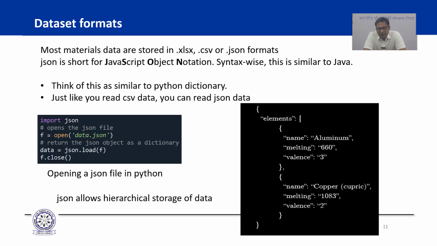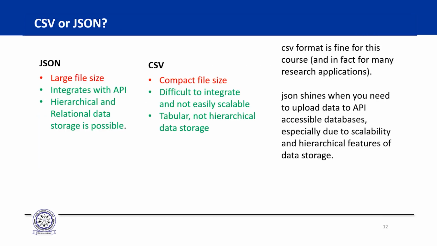What I can do is create a hierarchy where at my first level of hierarchy, I have the name of the element, so let's say that would be aluminum or that could be copper. And then in my second level in that hierarchy, I can start saving different properties or features for that material. So this is the main advantage of the JSON dataset.